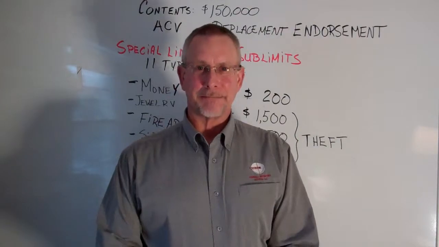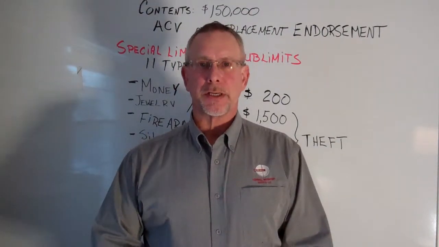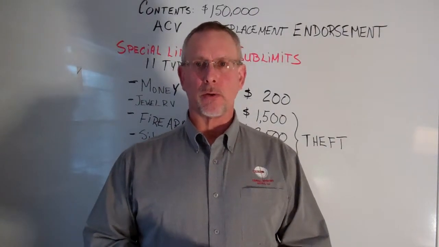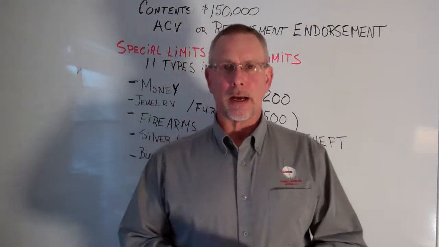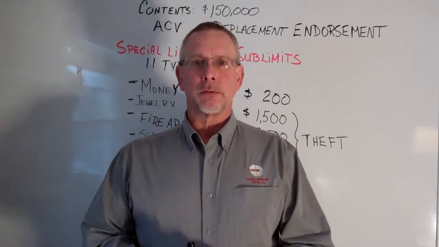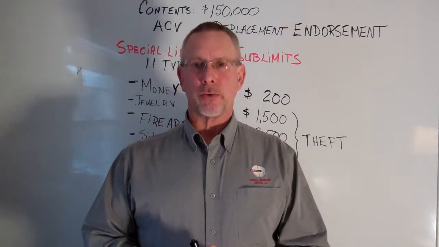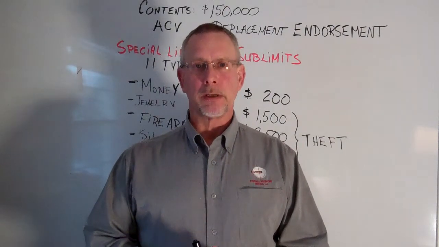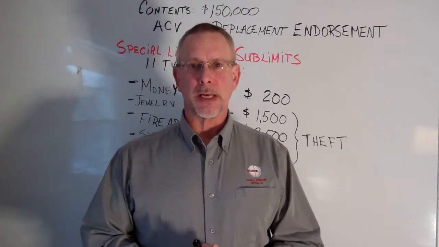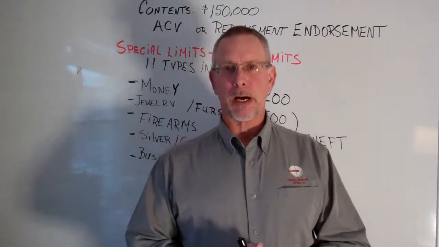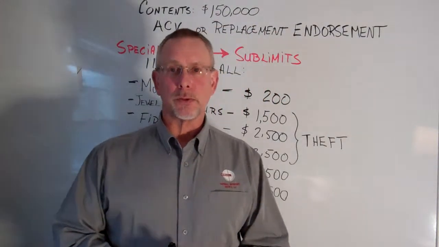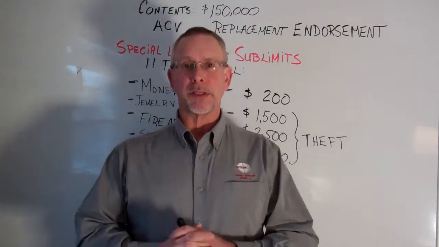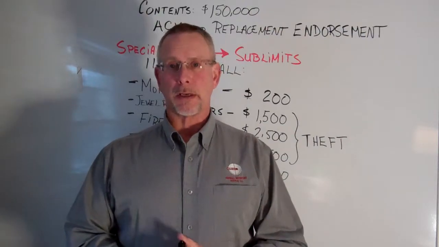Welcome back, everybody. During our last session, we explained the difference between actual cash value, or ACV, and the replacement cost settlement option for an HO3 homeowners policy. The important thing to remember is that the base HO3 policy includes ACV contents coverage. That's usually at the rate of about 50% of whatever your dwelling coverage is.